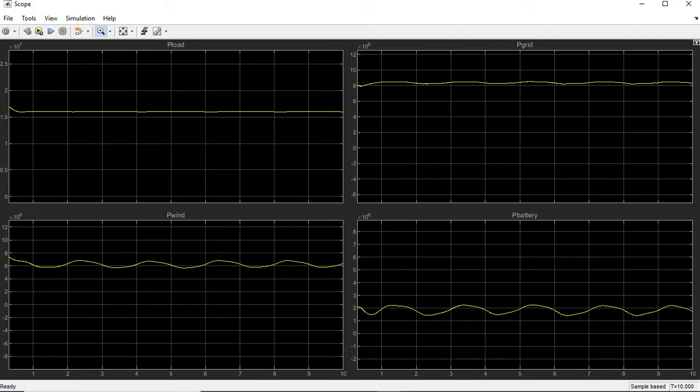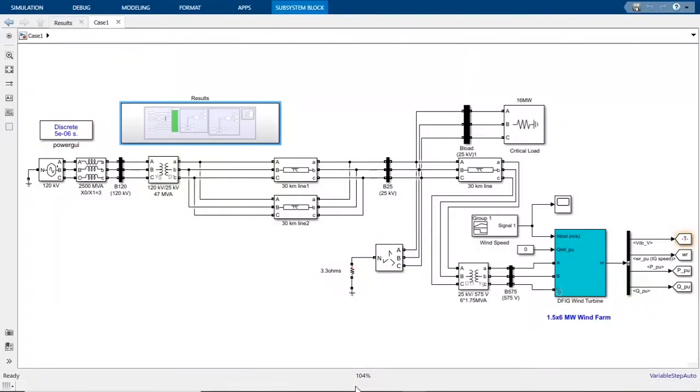Now in this case, the power from the wind turbine and the power from the battery are mirror images of each other. So the equation should be something like this: the power from the wind plus the power from the battery should be equal to 8 megawatt, that is the maximum power being generated from the wind turbine, the rated capacity of the wind turbine. So let me go to the model now.